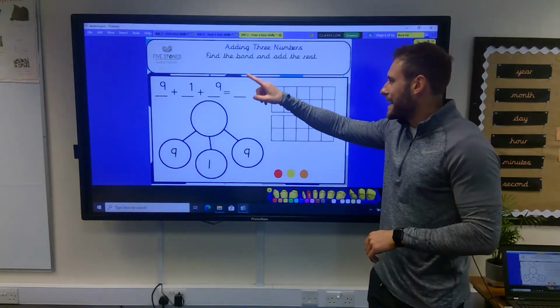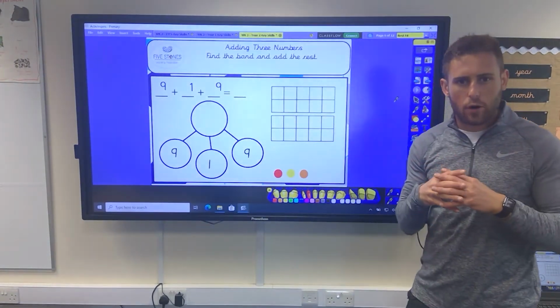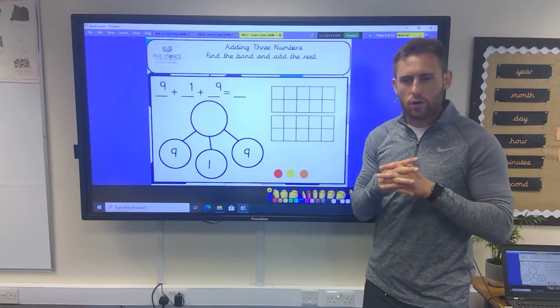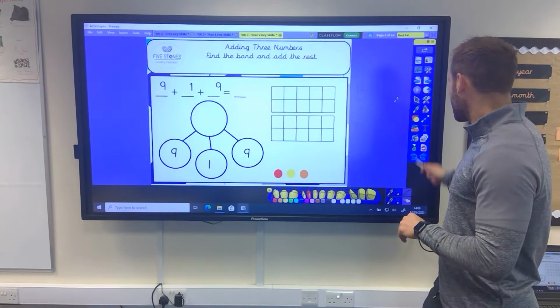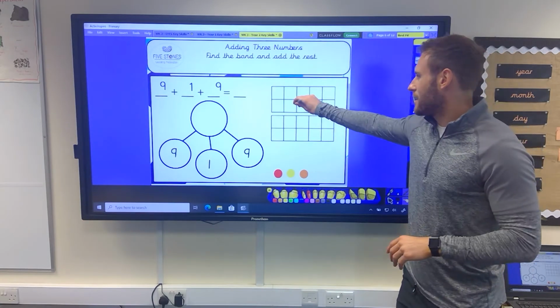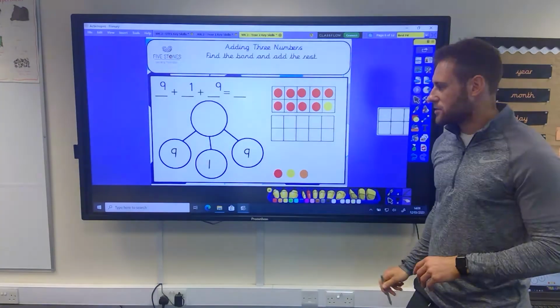Okay, so 9, add 1, add 9 equals, can anyone spot a bond? Can we spot a bond? What can we spot? Yes, 9 and 1 gives us 10. So we've got our 9 and our 1 gives us 10.